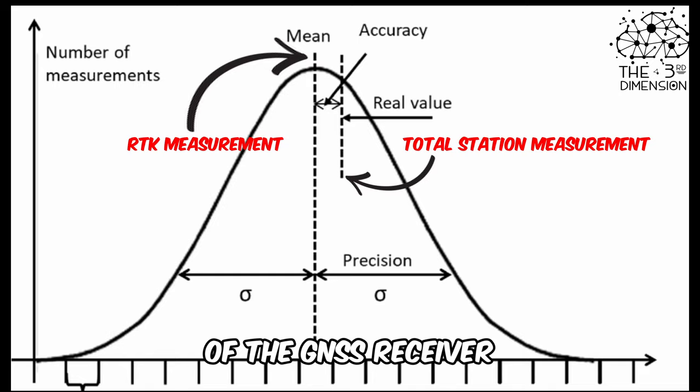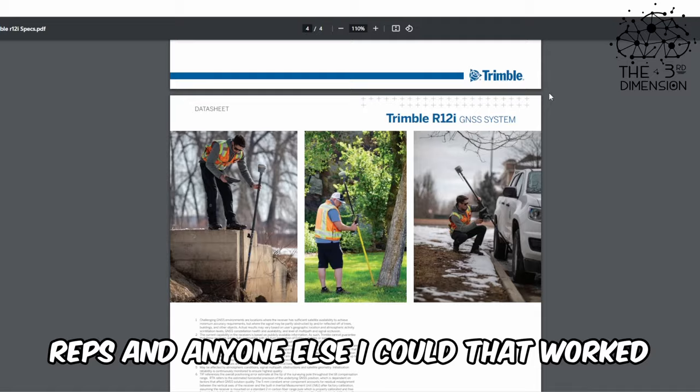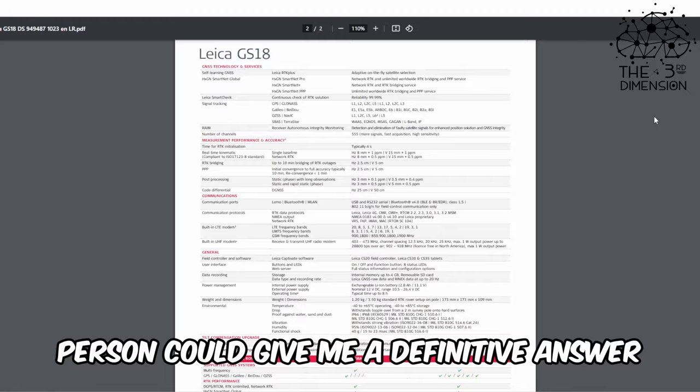I reached out to a few of the big manufacturers in hopes they could clear some things up for me. I spoke to technical departments, sales reps, and anyone else I could that worked with these companies, and not a single person could give me a definitive answer as to what these quoted values definitively meant.